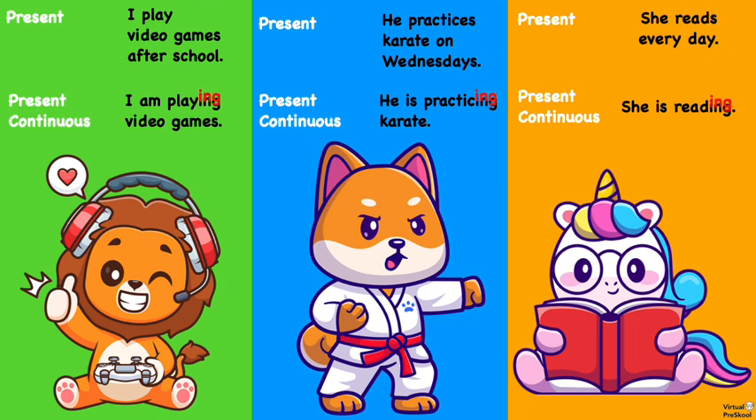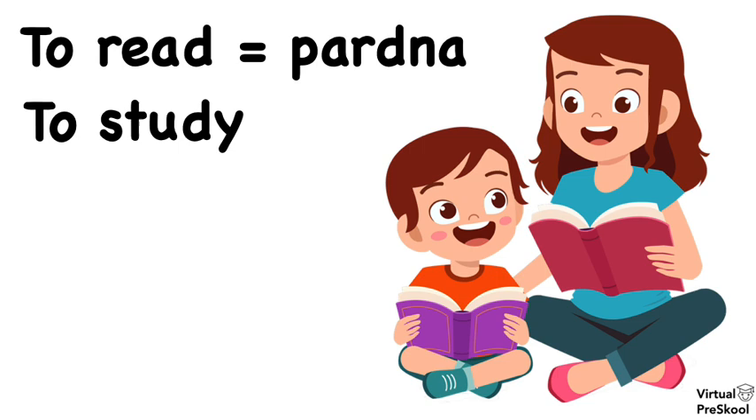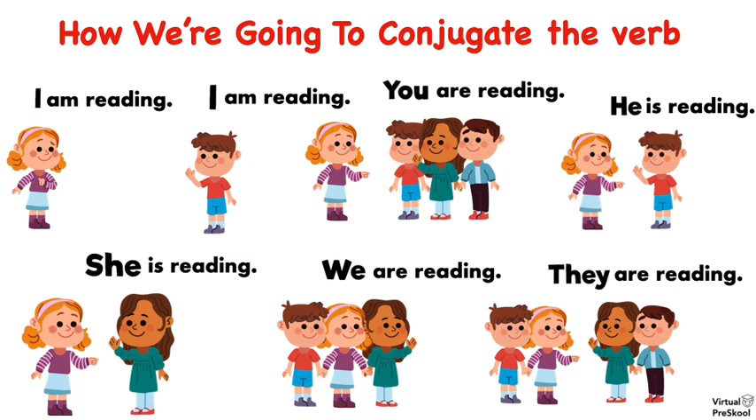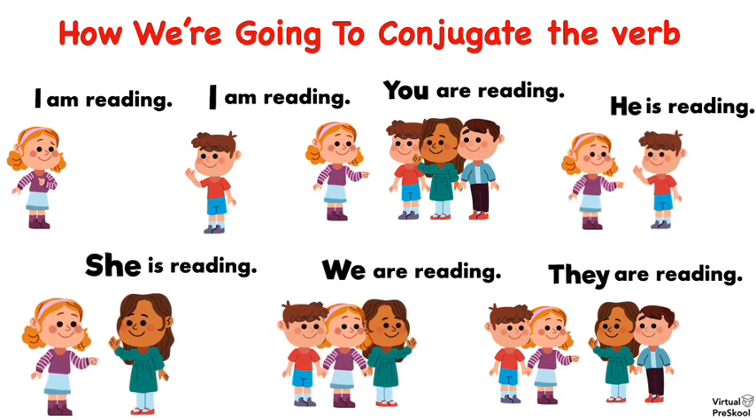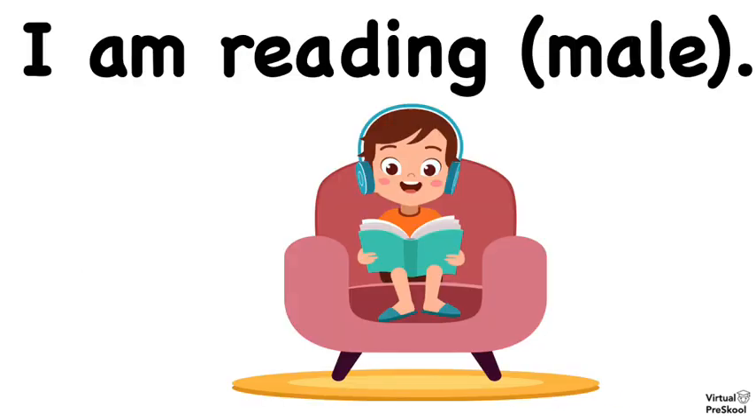Notice the ing at the end of the present continuous verbs. That conjugation tells us that it's an action happening right now. We're still conjugating the verb to read, also known as to study in Hindi. We are going to conjugate the verb into each of these sentences. I am reading for a female. I am reading for a male. You are reading. He is reading. She is reading. We are reading. And they are reading.